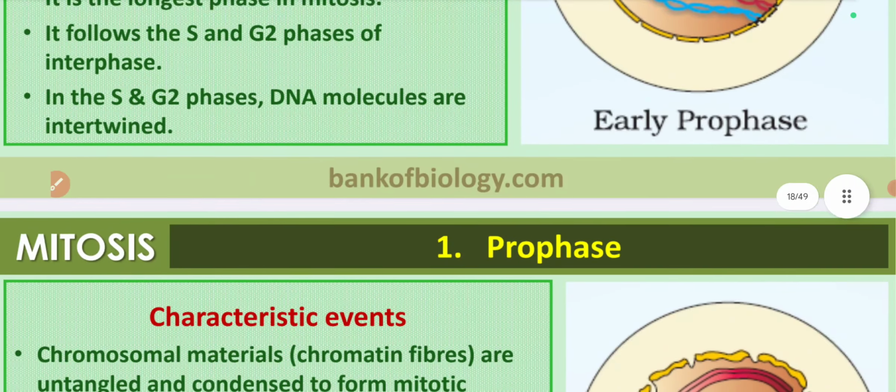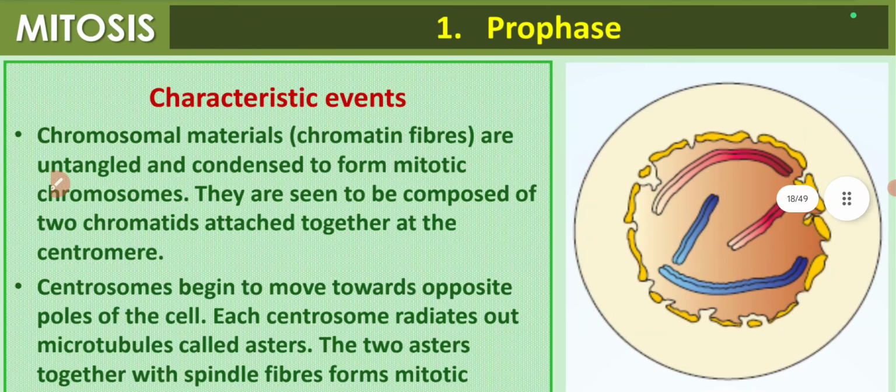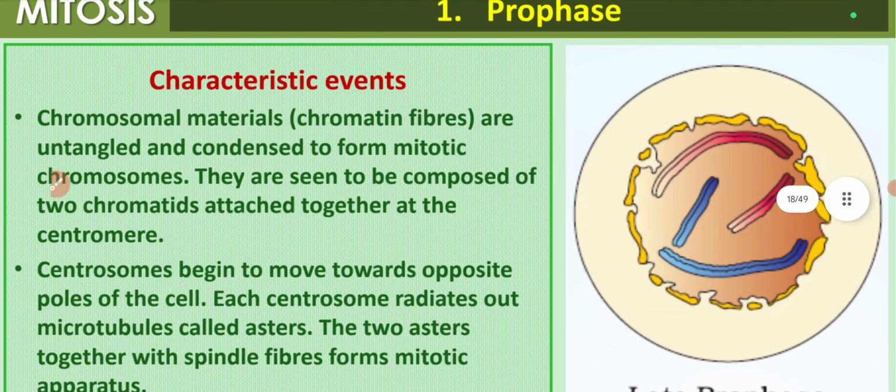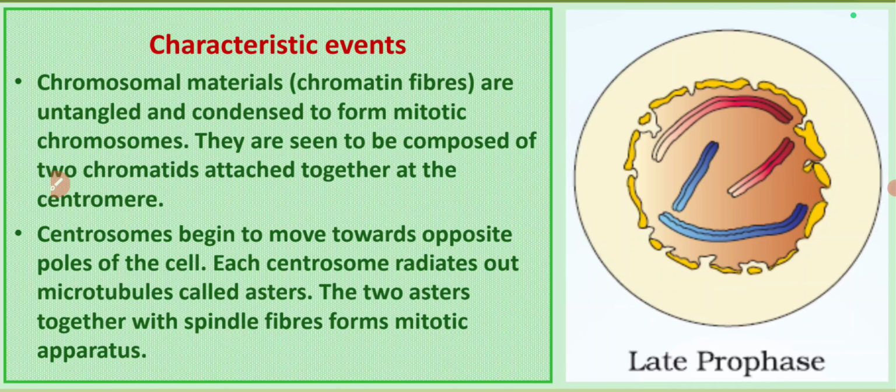So some more points, characteristic events. But before starting this, coming to our NCERT, it is said that in the S and G2 phases, the new DNA molecules formed are not distinct but intertwined, means mixed. Okay, and prophase is marked by the initiation of condensation of chromosomal material. The centrosome, which had undergone duplication during S phase of interphase, now begins to move towards the opposite poles of the cell.